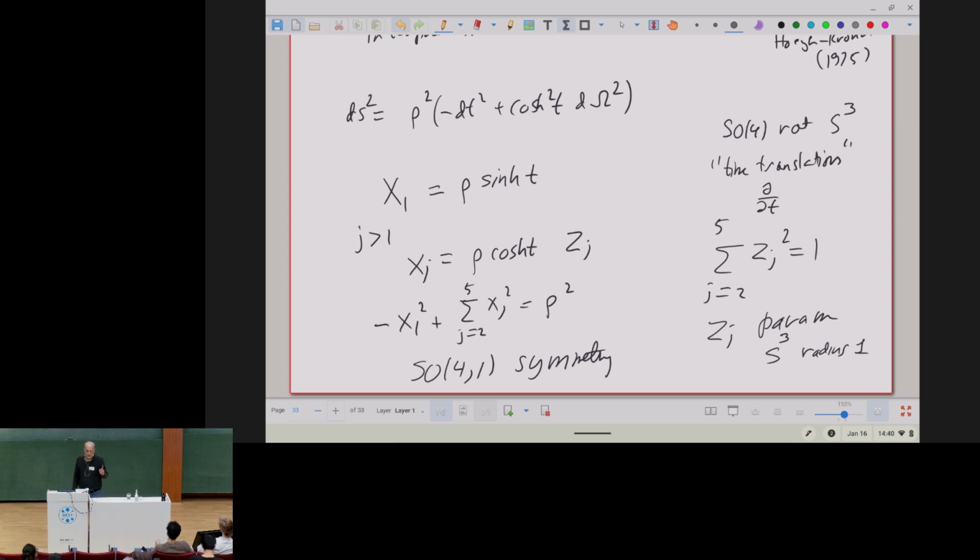By the way, when I discussed anti-de Sitter space, I wrote the metric in a way that didn't make the symmetry obvious. Similar to this, there would be a different coordinate system that would make the symmetry obvious.